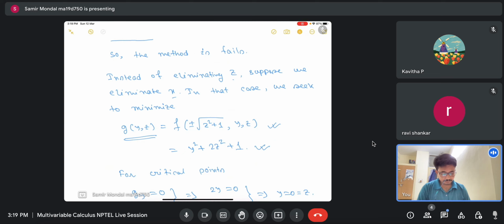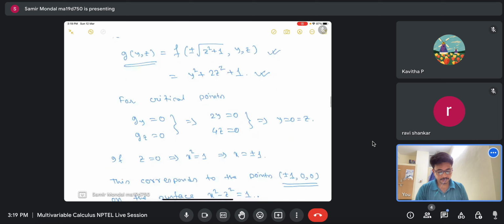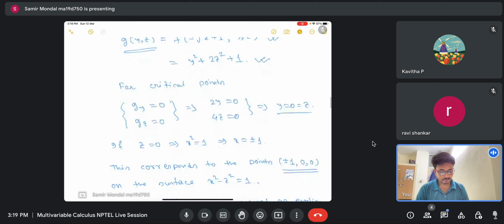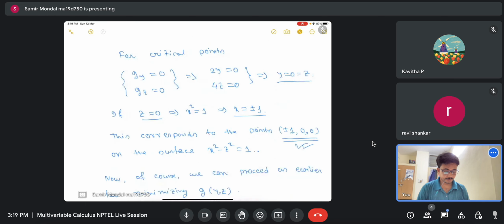Now for the critical point, you have to do these things: partial derivative with respect to y equal to 0, partial derivative with respect to z also 0. From there we get y = 0 and z = 0. Now if you put z equal to 0, x is ±1. So what are the possible critical points? The critical points are this one only, and this point is on the surface x² − z² = 1.